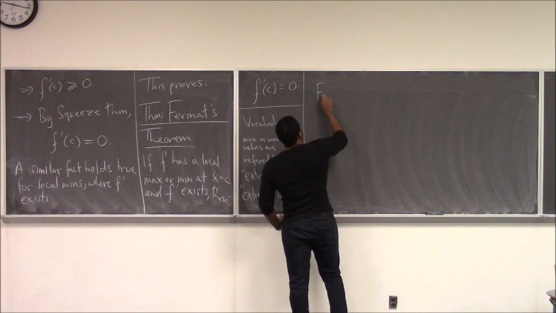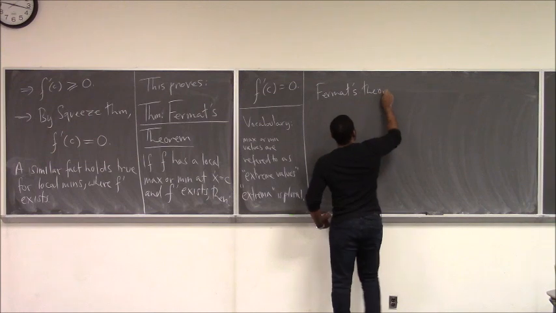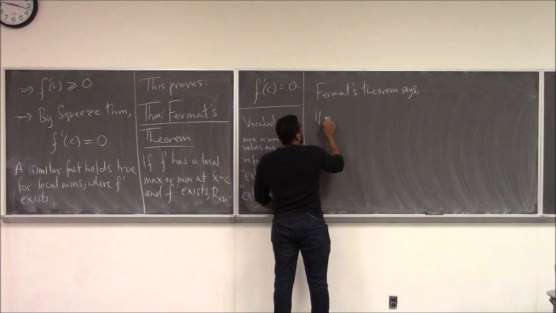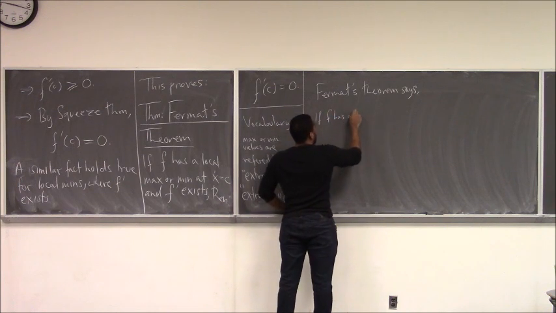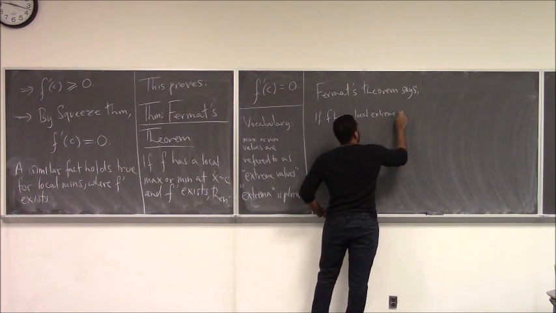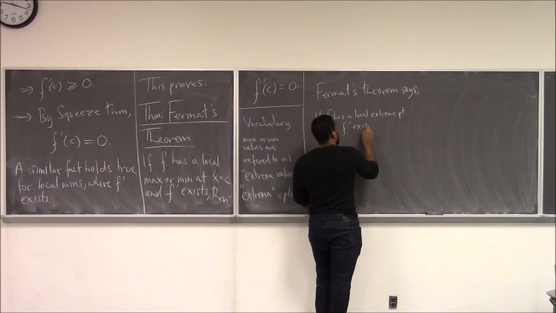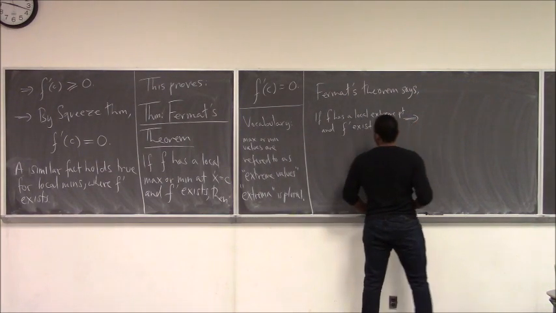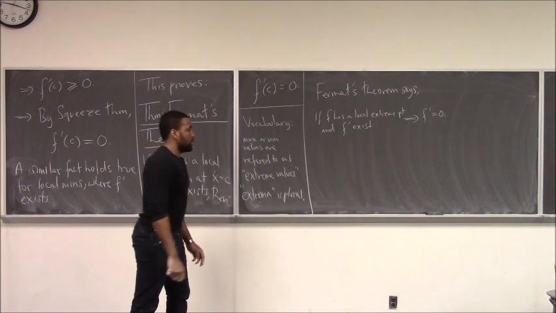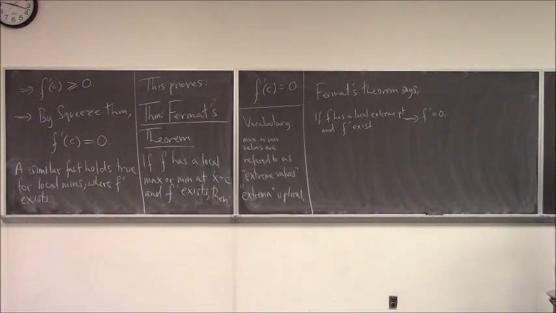So Fermat's theorem basically says that if f has a local extrema, extreme point, and f prime exists, then f prime equals 0. Okay, so that's Fermat's theorem. Now, it's very important for you to note that the converse of this statement is not true.